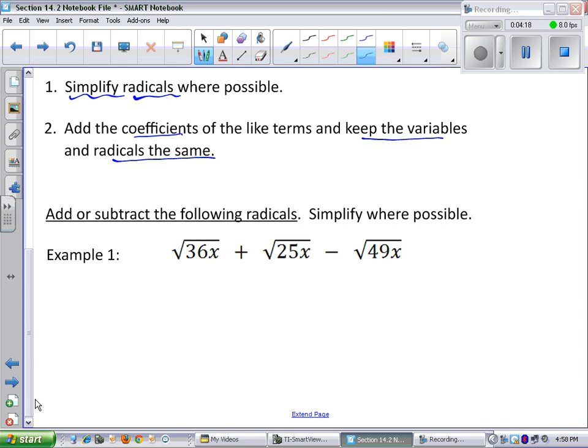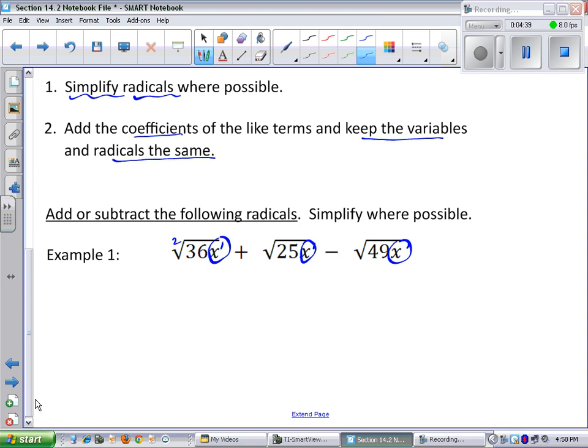We'll start off with example 1, the square root of 36x plus the square root of 25x minus the square root of 49x. Now, you see this is x to the first power and this is x to the first power. 2 won't go into 1. This is going to have to stay in the radical every time.